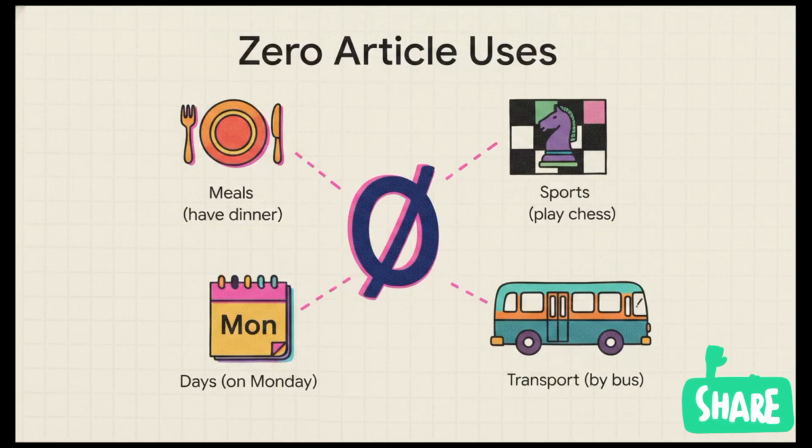Let's ground this a bit in your everyday vocabulary. You're going to use this deliberate blank space for things like meals, sports, days of the week, academic subjects, and transport phrases. Just think about how native speakers actually converse. You say, I'm going to have dinner. It sounds incredibly clunky to say, I'm eating a dinner or the dinner, right? Unless, of course, you're talking about a very specific, pre-planned fancy gala. You play chess, you don't play a chess. You travel by bus, not by the bus.